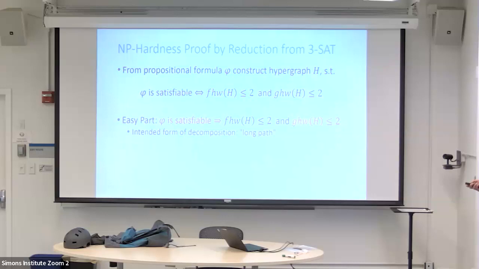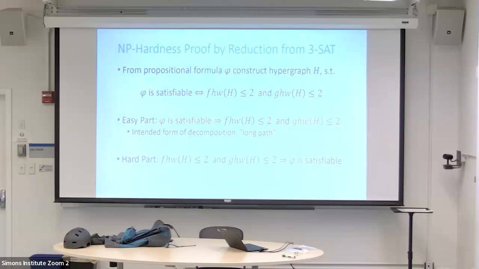Yeah, so let's assume that the 3CNF is satisfiable. From this, we have to show that fractional hypertree width and generalized hypertree width is at most 2. Of course, it's enough to show that generalized hypertree width is at most 2 because fractional cannot be bigger. Yeah, and then we just construct the hypertree decomposition that we always had in mind when we did the reduction. Yeah, so that's the easy part.